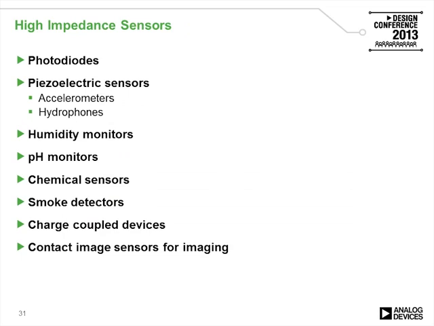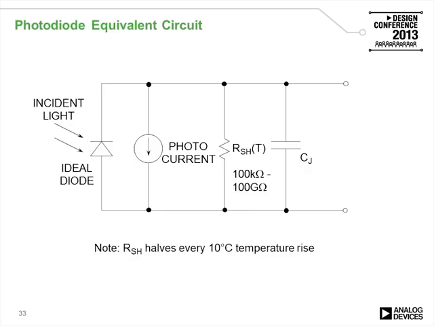Now let's look at high impedance sensors, which are used for a variety of things, such as chemical monitors and other operations. But we're going to focus on photodiodes because they are certainly the most widely used type of high impedance sensor. Most of them, of course, will interface to an FET type amplifier because of their high impedance nature.